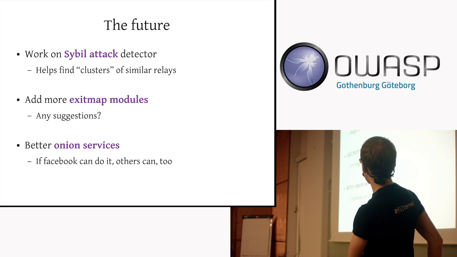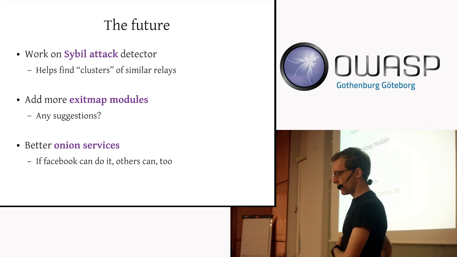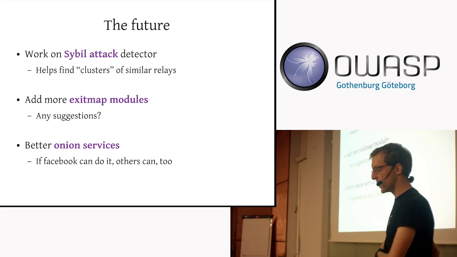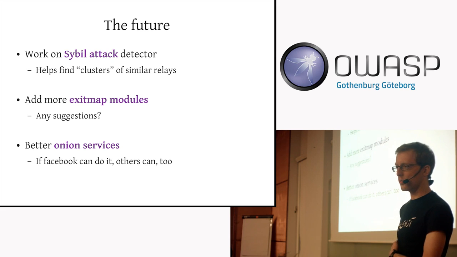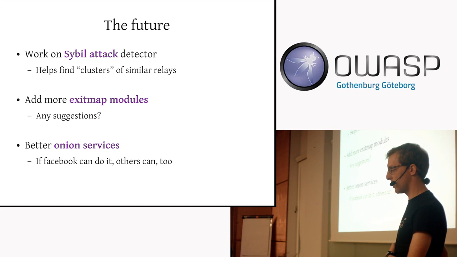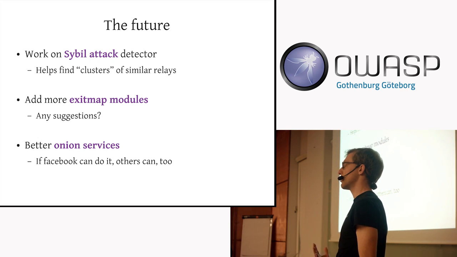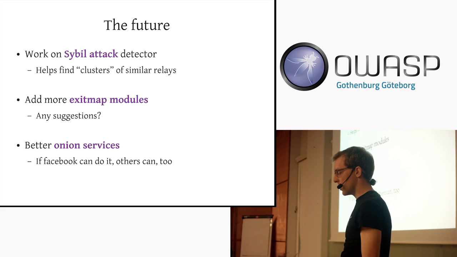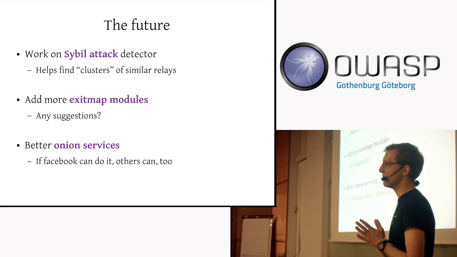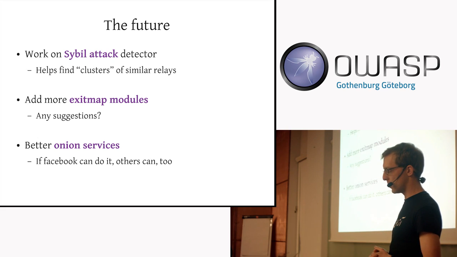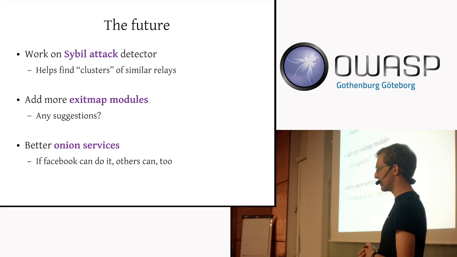Now I want to give you a very quick overview of the future. So what we're working on now, and where we could certainly use help if you guys are interested, is a Sybil attack detector. So you might have read that sometimes some nasty people are setting up a lot of relays in order to influence the Tor network in some way. The more relays you control, the more traffic you attract, and it also gives you some other benefits maybe. So you could start messing with the distributed hash table, which is used to implement hidden services.